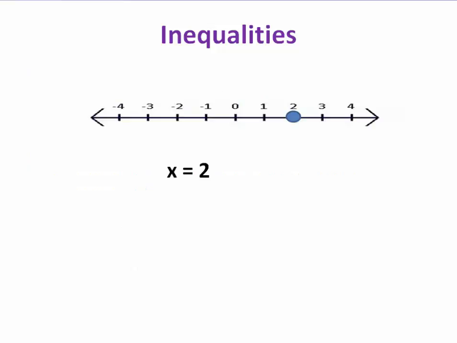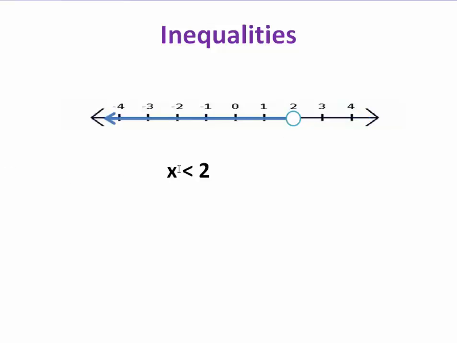On a number line, when we write x equals 2, we write it as a solid circle, and this means that we include that number. So this x equals 2 means we have the 2 included in our solutions. So x equals 2 and x is greater than 2. So all these numbers to the left are in the solutions, including 2. 2 is a solid circle.